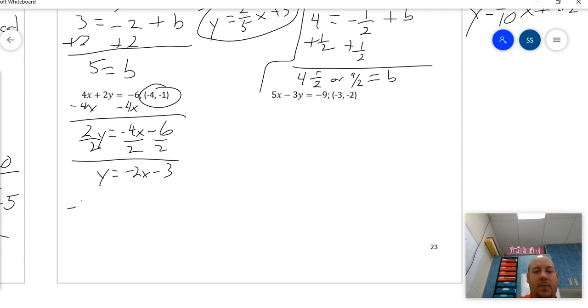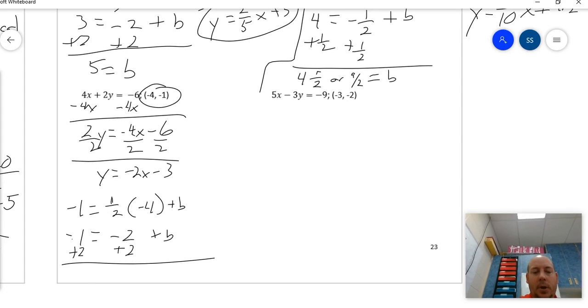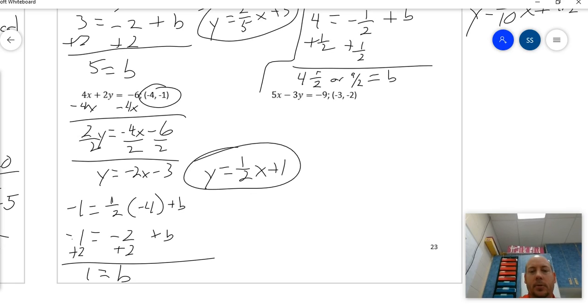Right? My y value is -1. Again, my slope is going to change from -2 to +1/2. My x value is -4. Okay, solving for b. 1/2 of -4 is -2. Add 2 to both sides. And 1 would be equal to b. So I know my y-intercept. So y equals, your slope is 1/2, right, again, opposite reciprocal of -2, x, y-intercept is +1. Okay, so there is your equation.